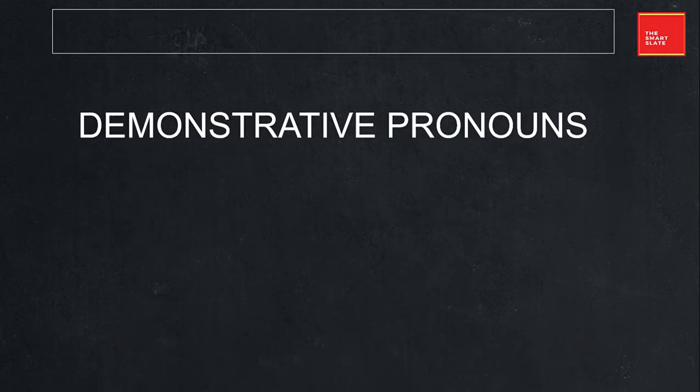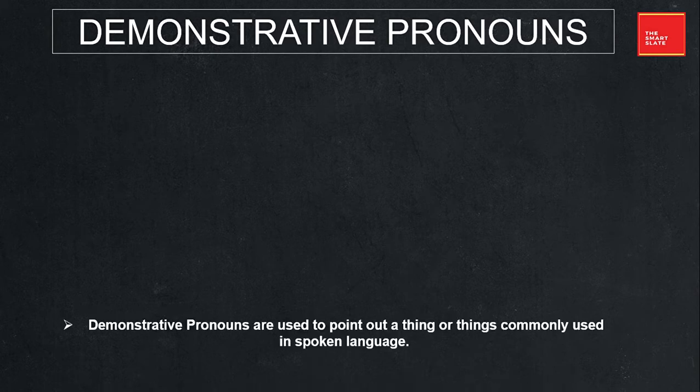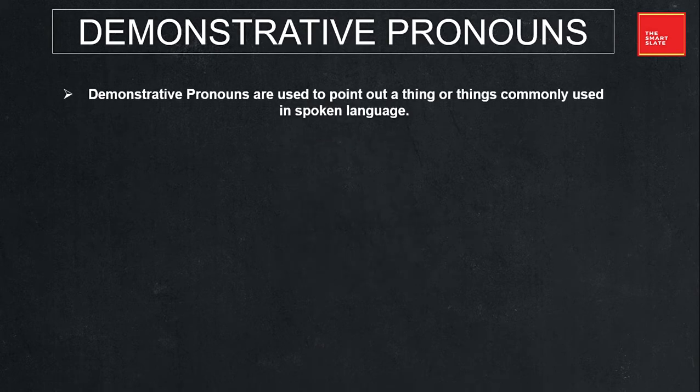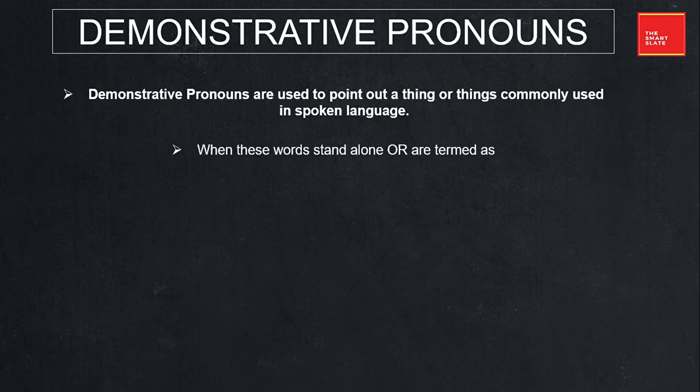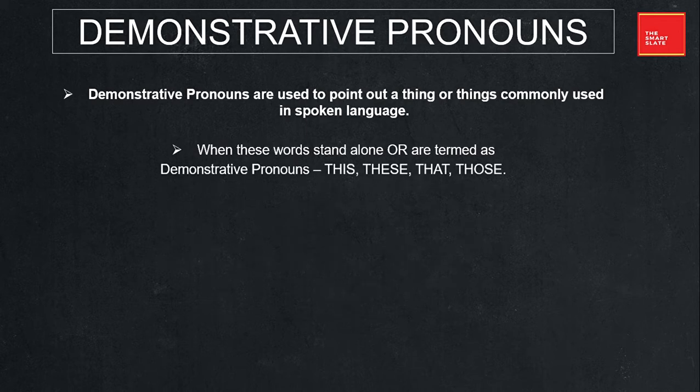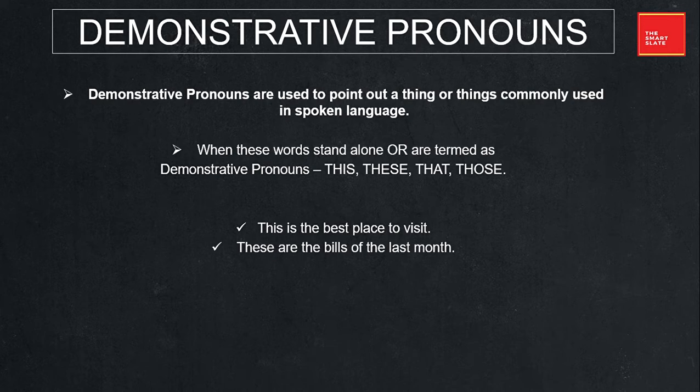Next is demonstrative pronouns. Demonstrative pronouns are used to point out a thing or things, commonly used in spoken language. So when you try to demonstrate something, when these words stand alone they are termed as demonstrative pronouns, like these, this, that, those. This is the best place to visit. So here this becomes your demonstrative pronoun. These are the bills of the last month.